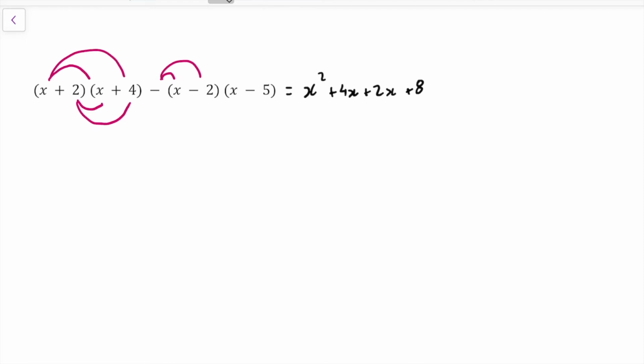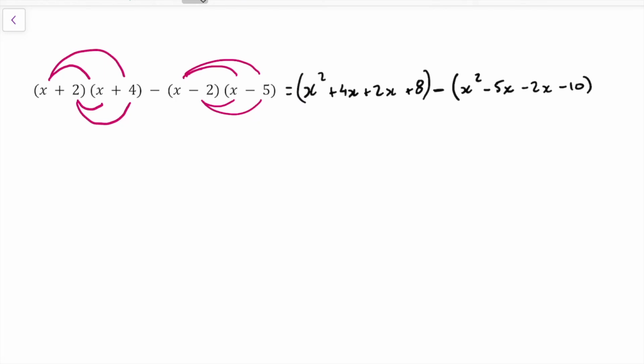Okay, knowing that I actually have a minus sign right here. So I'm going to put a minus, and I'm going to put the next one in a bracket as well, just to be a little bit safe. So now I've got x squared again, and then I've got minus 5x, and then I'm going to have minus 2x, and then minus 10. Okay, so I'm just going to chuck both of these in brackets just to make things a little bit easier.